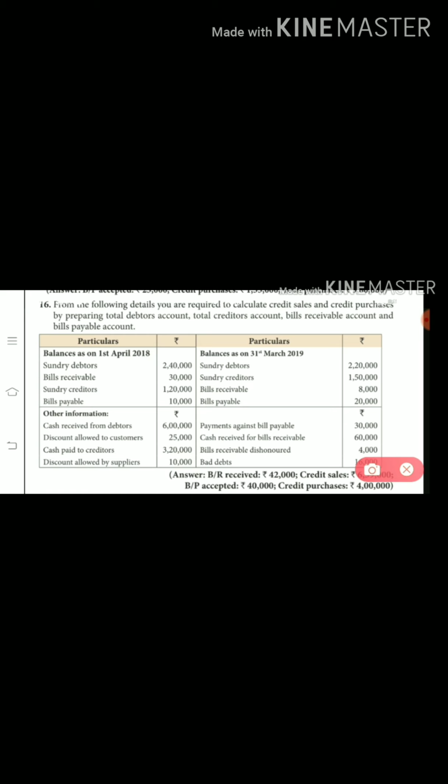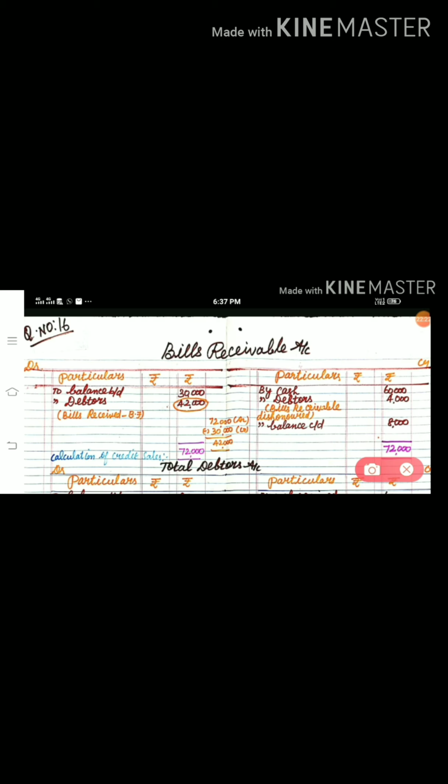There are 4 accounts to be prepared in this problem. The first one is the total debtors account. The first one to be prepared is the bills receivable account. On the debit side, to opening balance, that is the opening bills receivable value 30,000. On the credit side, by cash 60,000, by debtors 4,000, which means the bills receivable dishonored value 4,000. The closing balance of bills receivable 8,000.